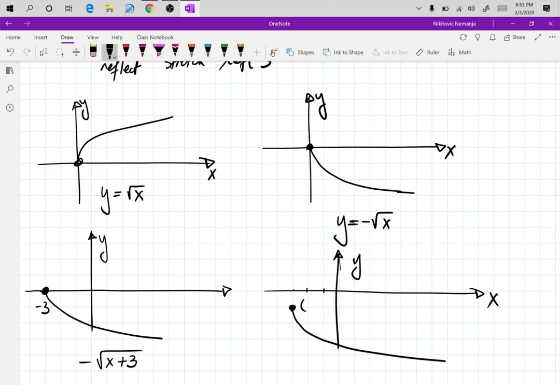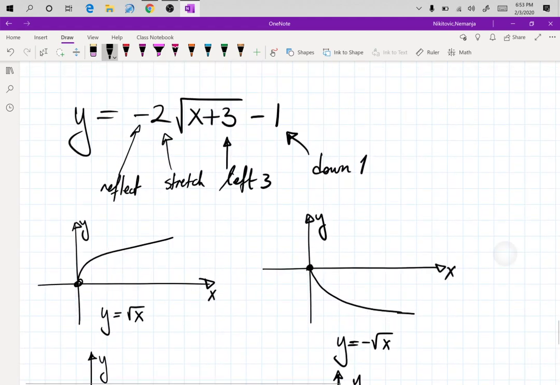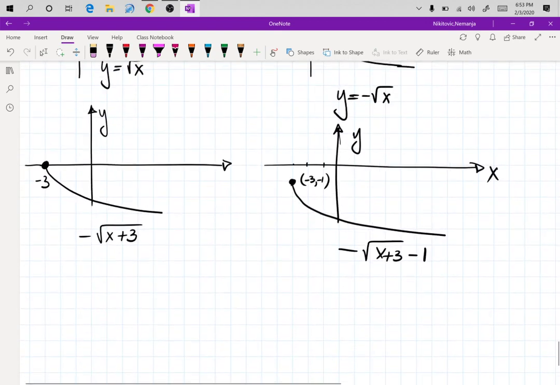And I label this point as (-3, -1), because I want full credit. Otherwise, don't worry about it. And this is my negative root x plus 3 minus 1. So I did this, and I did this. The only thing is to stretch it by 2. That means make it drop faster. That's all it is.